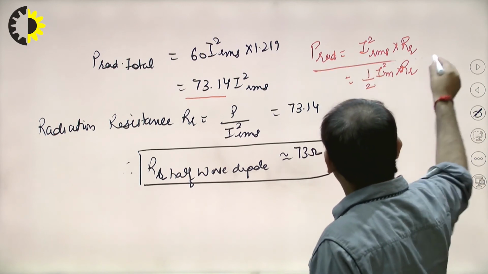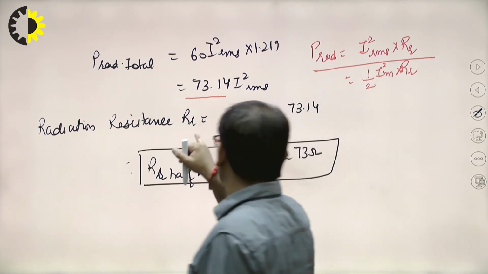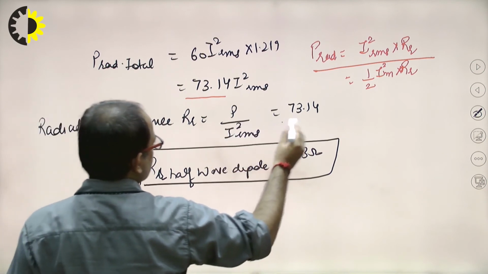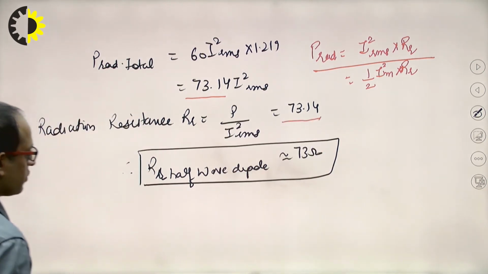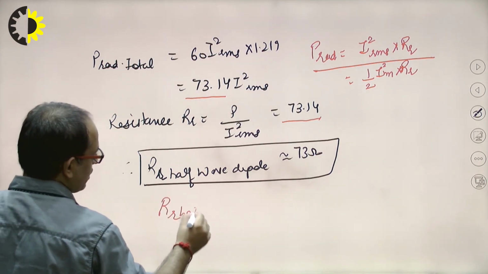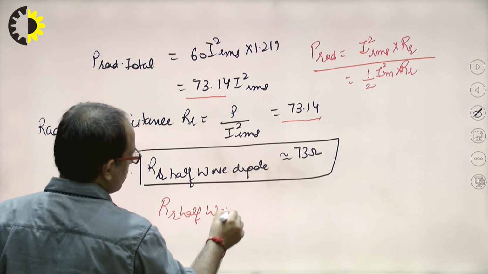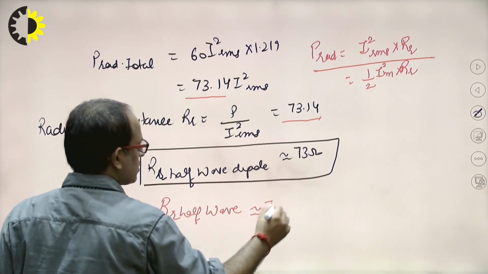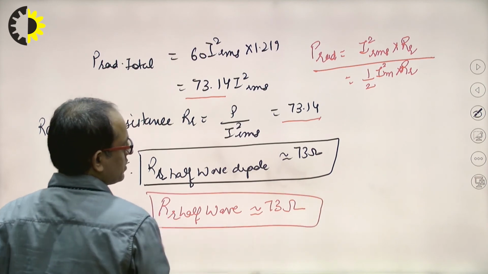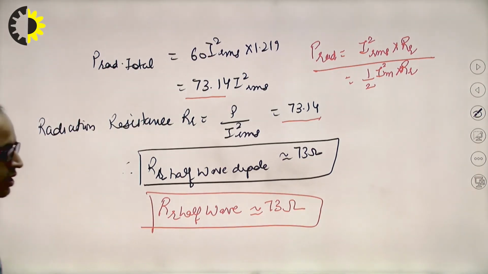So use this one, just put this value here, you will get P by I squared RMS, that comes out to be 73.14 ohm. That is the radiation resistance of the half wave dipole, that comes out to be approximately equal to 73 ohm. This is its magnitude value.